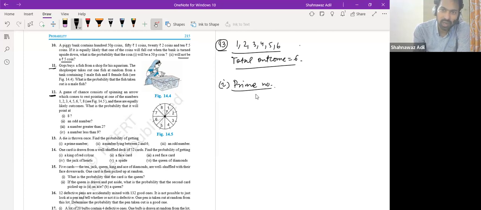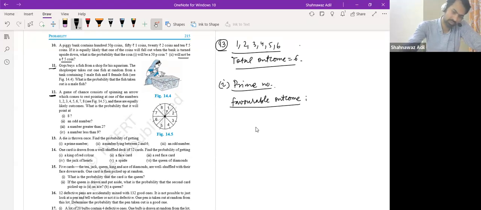Okay. So how many numbers are prime numbers? How many prime numbers do we have in this scenario? Favorable outcomes are three. We have only three prime numbers: 2, 3, 5. They are prime, right? What about 1? 1 is not a prime number.